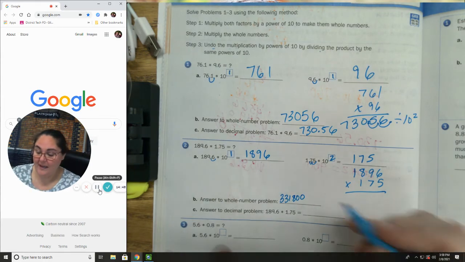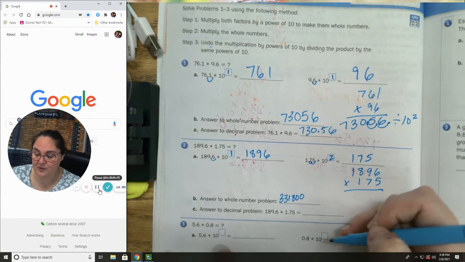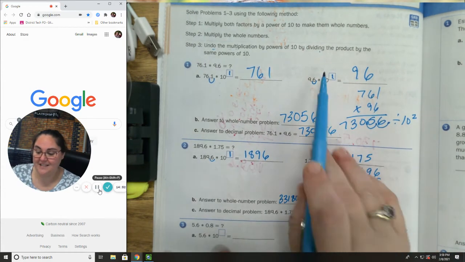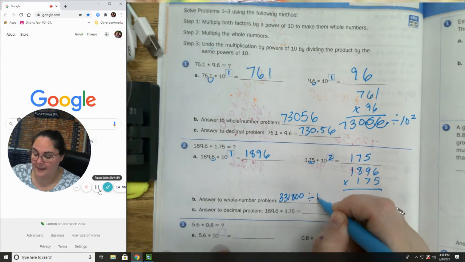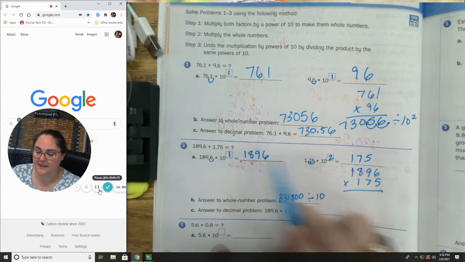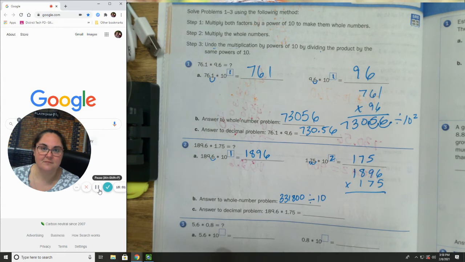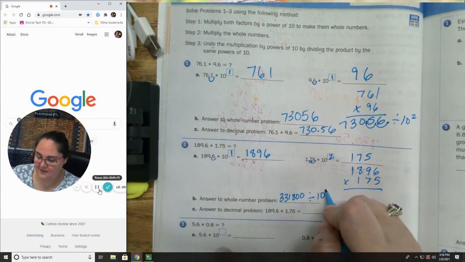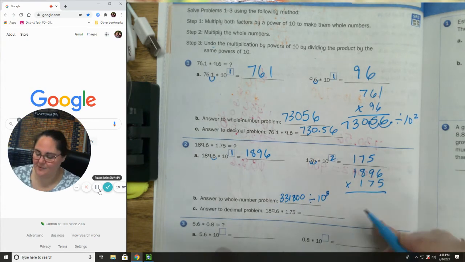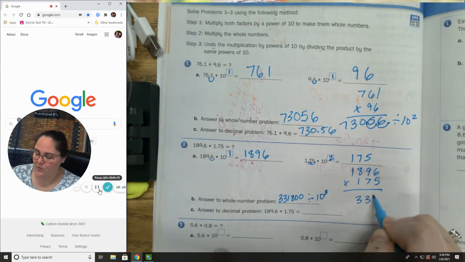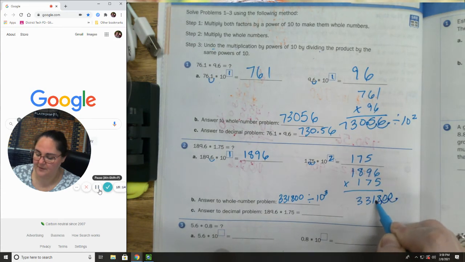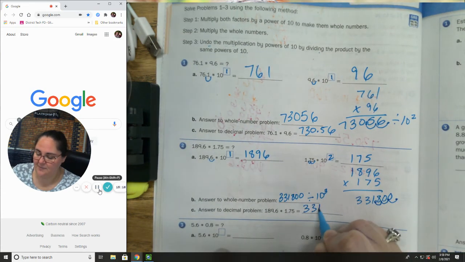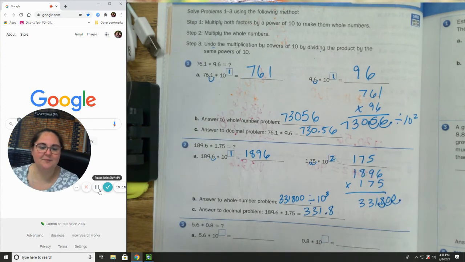Now, it says to divide or undo the multiplication powers by 10 by dividing the product by the same powers. So I'm going to divide by 10 to the what power? Well, 10 to the third. That means I'm going to move my decimal 3 places. 331,800. Here we go. 1, 2, 3. 331.8. That is your answer.